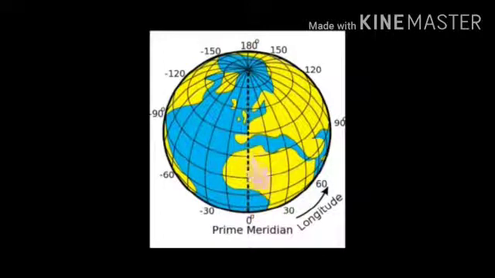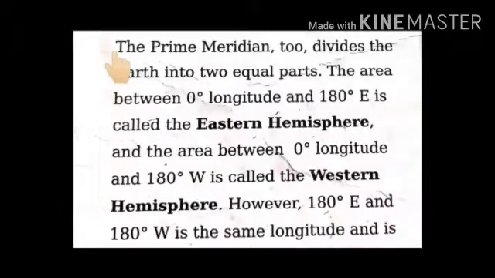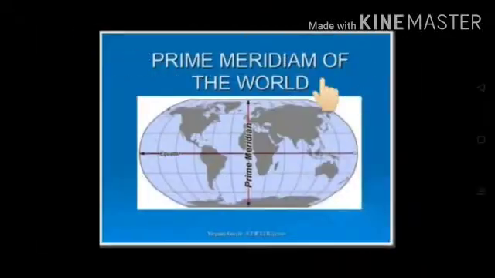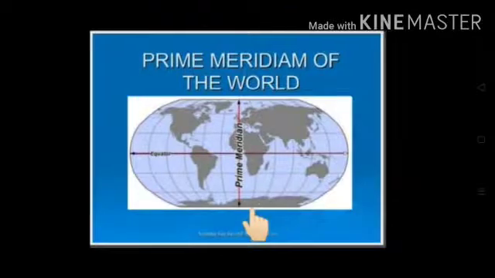Prime meridian divides the earth into two equal halves. Children, see this diagram. It is prime meridian. This also divides the earth into two equal parts. Like equator, prime meridian also divides the earth into two equal halves. Equator divides the earth horizontally and prime meridian divides the earth vertically.